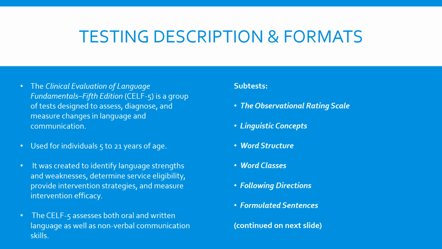Formulated sentences has 24 items, and they examine a 5 to 21-year-old's ability to orally produce grammatically and semantically correct sentences of increasing length and difficulty using 1 to 2 stimulus words provided by the examiner and with reference to a presented illustration. All right, I have the next ones on the next slide.